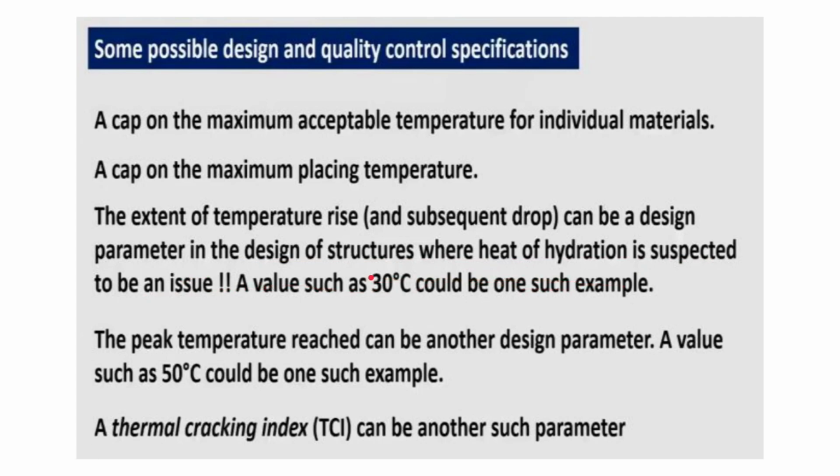So there should not be much temperature difference, as we studied earlier. As small a difference as possible will be a better situation for the concrete. The peak temperature reached can be another design parameter. A value such as 50 degrees centigrade could be one such example. And accounting for all this, a thermal cracking index, TCI, can be another such parameter. So these are some of the ways and specifications which can help in design and quality control.